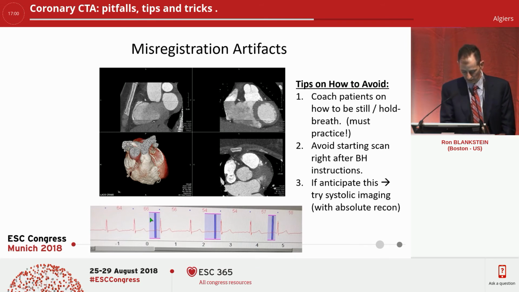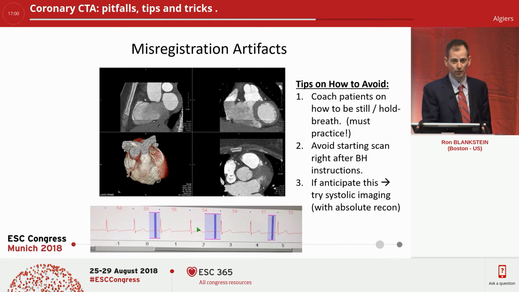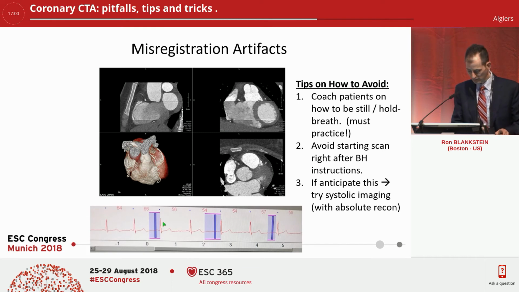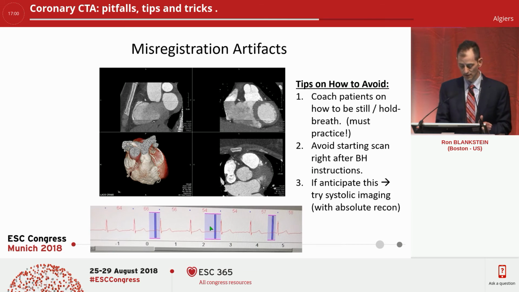And you notice the heart rate went from 66 to 54 to 57. And the stair step is right here between having a heart rate of 66 and 54. What is the problem? The problem is when you go to a heart rate of 54, the RR interval is much wider. And now you're going to be at a totally different phase in the cardiac cycle.